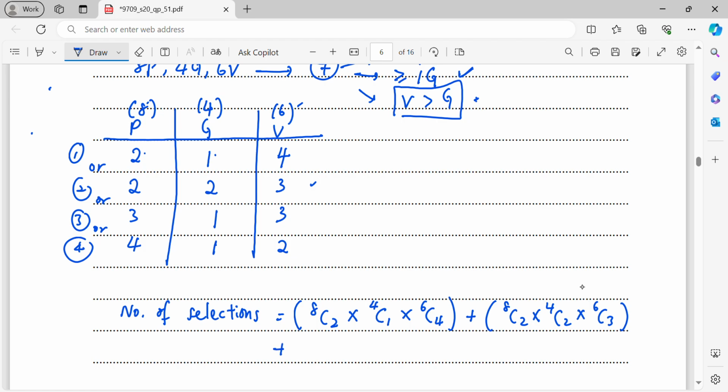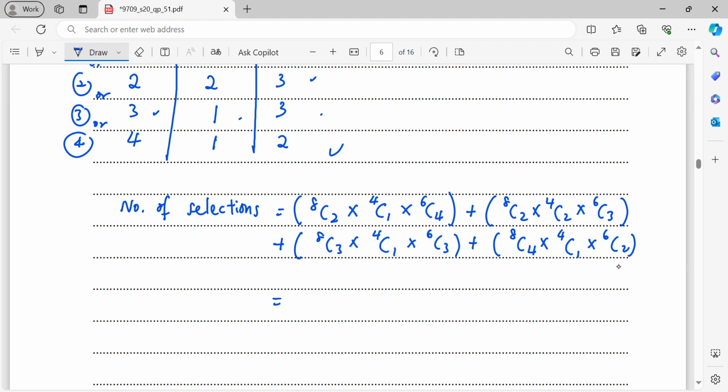Okay? Or the third combination is 8 choose 3 and then 4 choose 1 followed by 6 choose 3. Or lastly 8 choose 4 followed by 4 choose 1. Lastly 6 choose 2. Okay, here 6 choose 2.